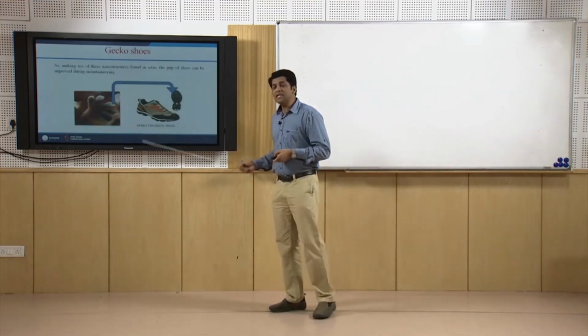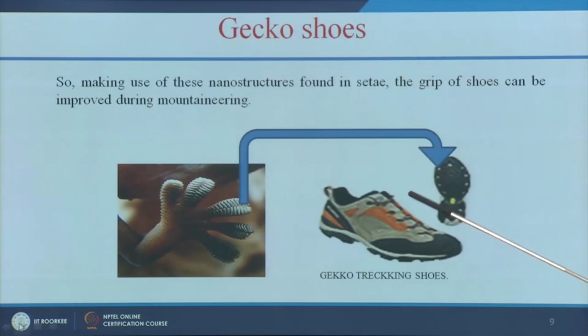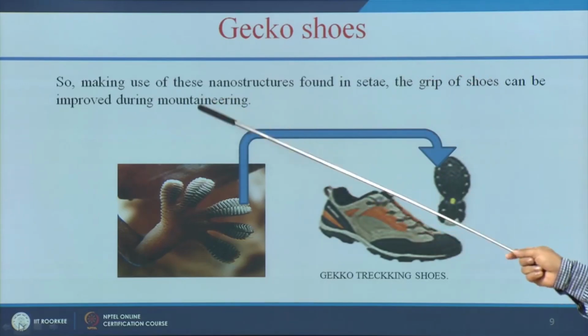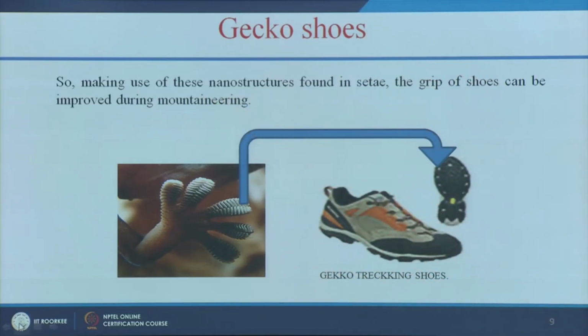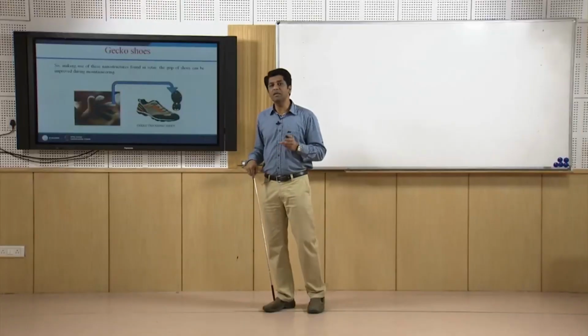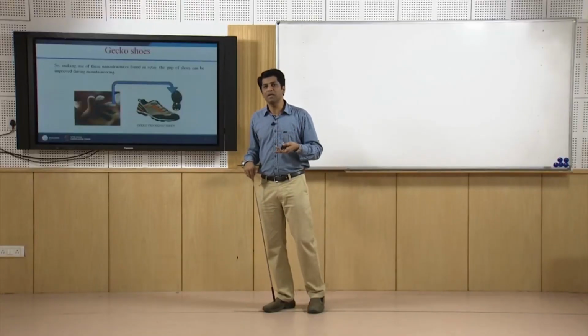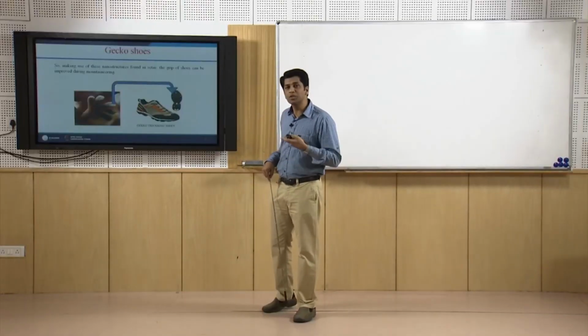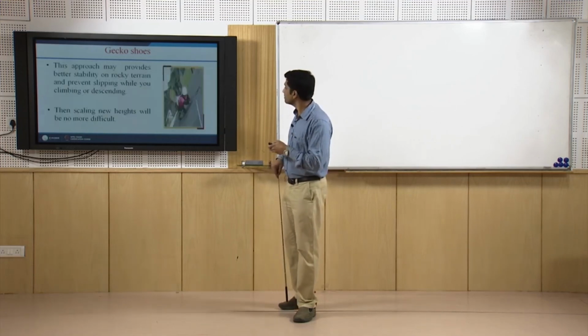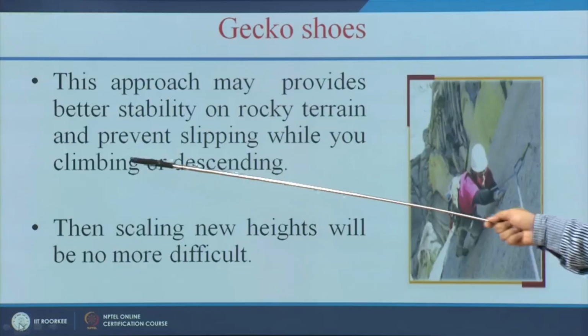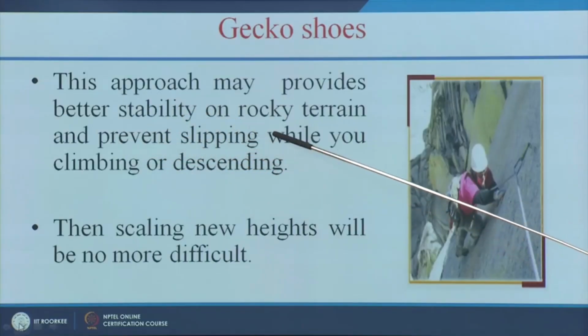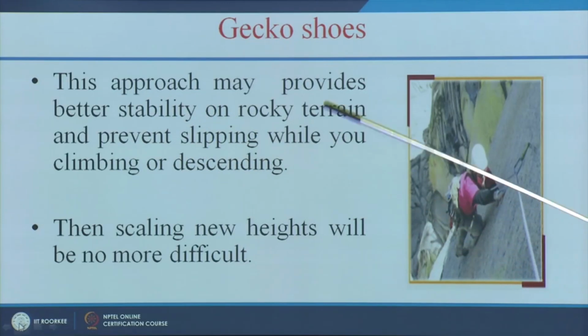So from the GCO feed we can make GCO shoes, so that will be useful for the people who are going for mountaineering, and also it will be useful for the people who have disability in walking or some old age people, who may need this kind of GCO based shoes which will have strong grip on the surface, and it will also have better stability and prevent slipping when you are climbing or descending. So we can have these GCO shoes, and it could have very good applications and be useful for human beings.